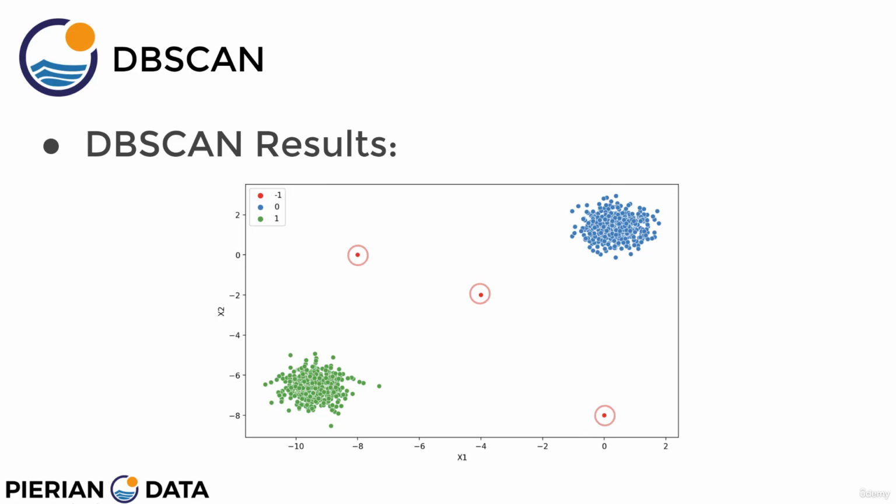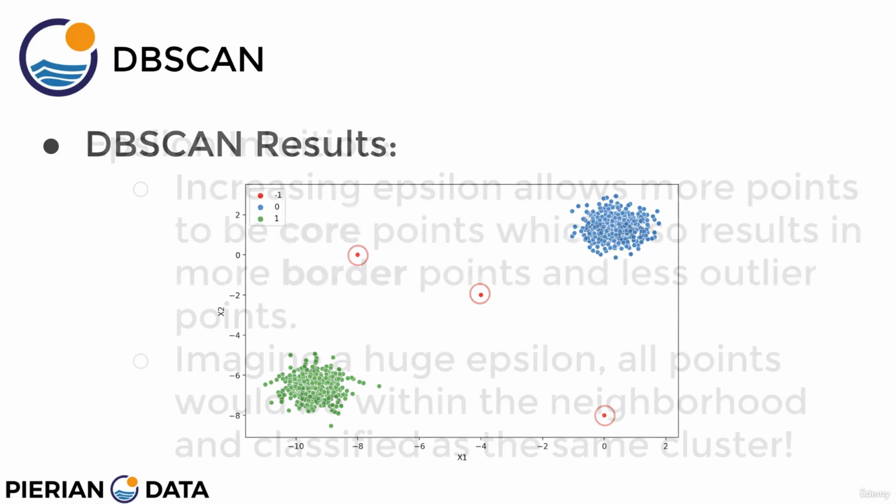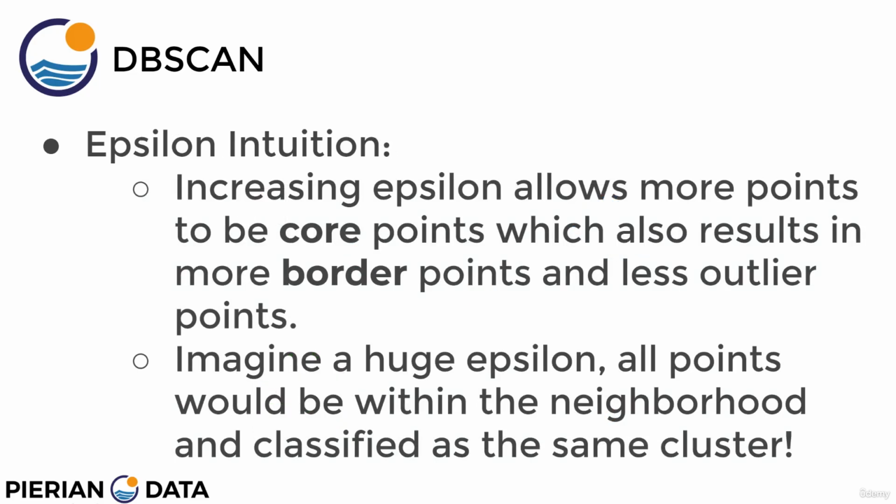So we can see here, based off the labels, we have cluster 0, cluster 1, and then 3 outliers that are clustered as -1, which is to say they don't belong to any particular cluster. DBSCAN has labeled them as outlier points, neither border nor core points. Now let's get an intuition of epsilon. Increasing epsilon allows more points to be core points, which also results in more border points and fewer outlier points in general, because epsilon is the distance you are searching for within a range or neighborhood to consider points for a minimum number of points.